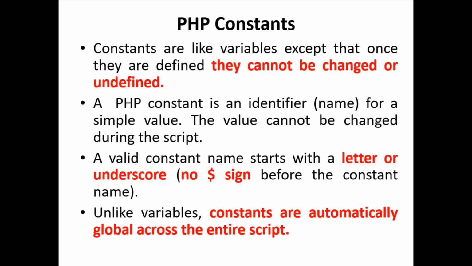So a PHP constant is an identifier name for a simple value. The value cannot be changed during the script. A valid constant name starts with a letter or underscore, with no $ sign before the constant name. Unlike variables, constants are automatically global across the entire script. So the constants have global scope across the entire script.